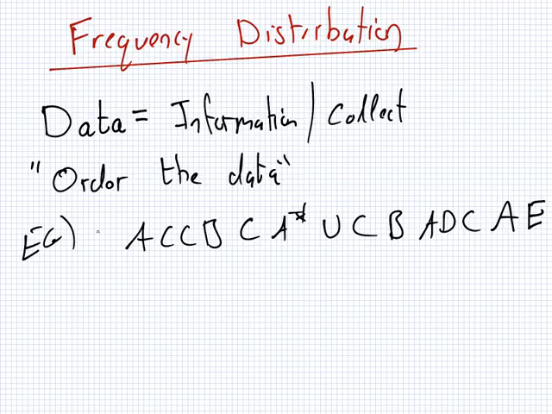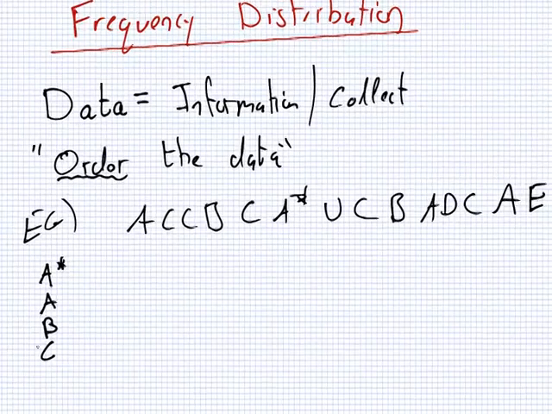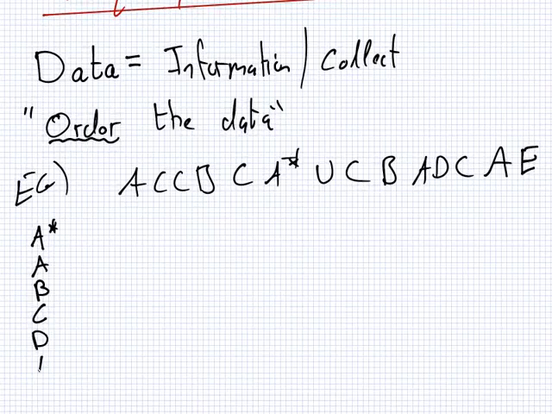So we need a way to order it. The way we can order it is by putting it into a frequency distribution. That's by just collecting how much of each possibility that you have. So for example, we can have A star, A, B, C, D, E, U.